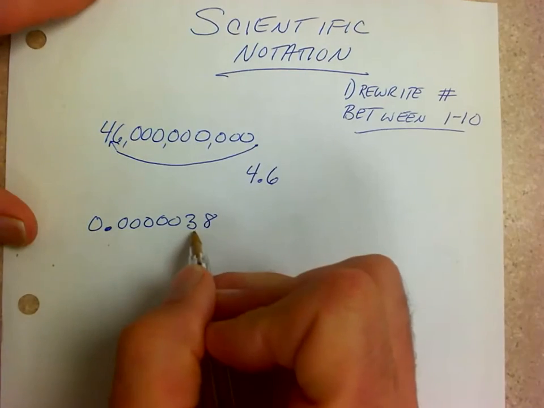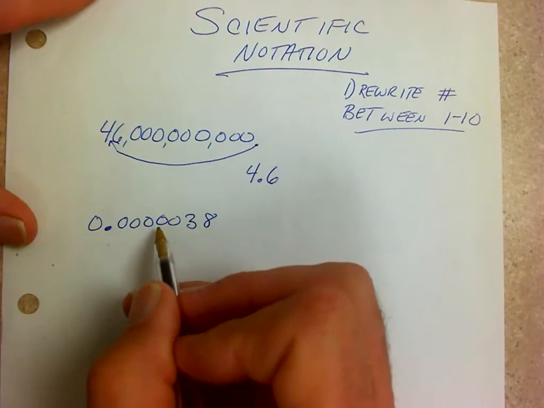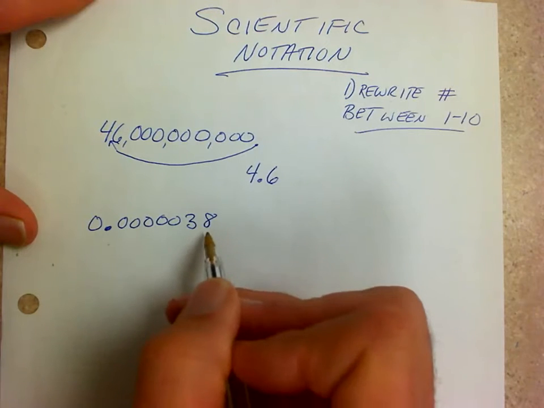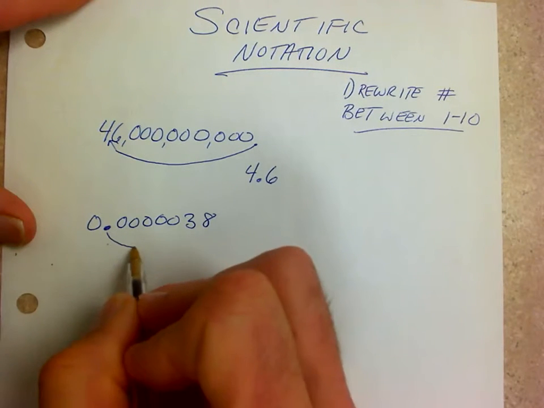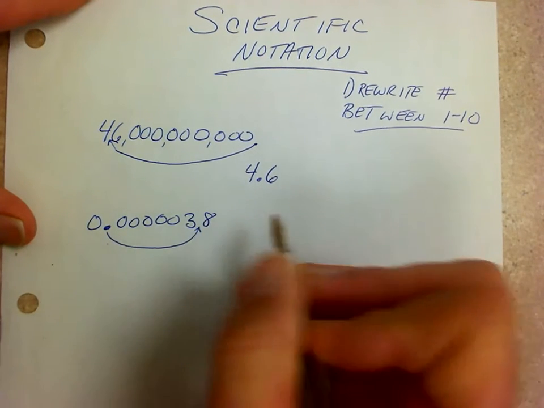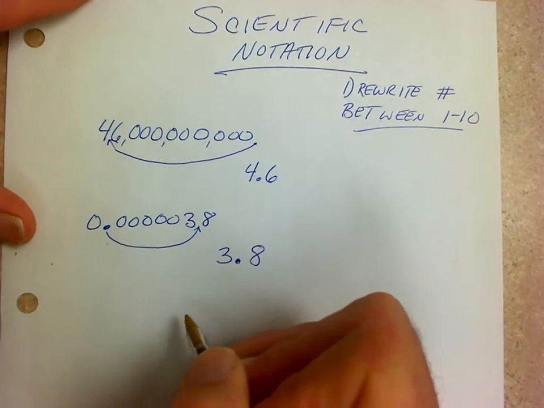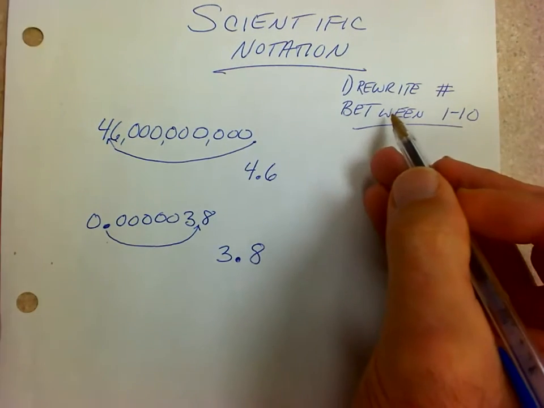Same thing here for this term: tens, hundreds, thousands, 10,000s, 100,000s, millions. So we got 38 10 millionths. We're going to be moving our decimal point up here so that we get a new value that is between 1 and 10. So we're going to move our decimal point so that we now create 3.8. So again, notice that's just step number one.